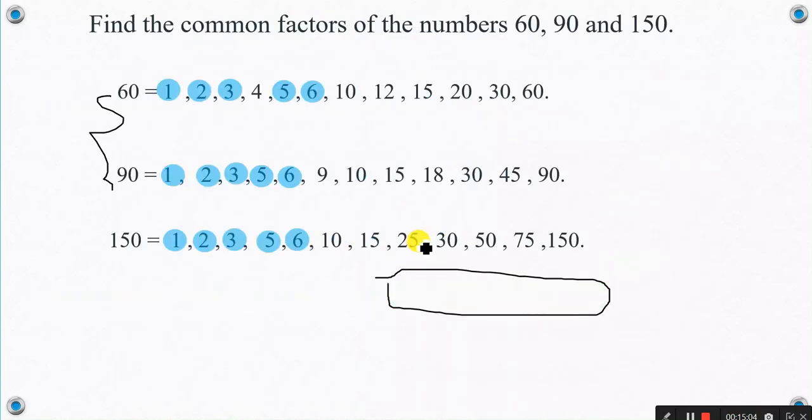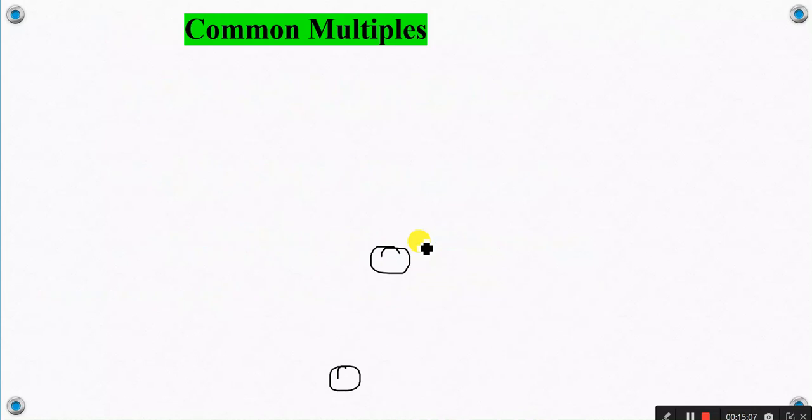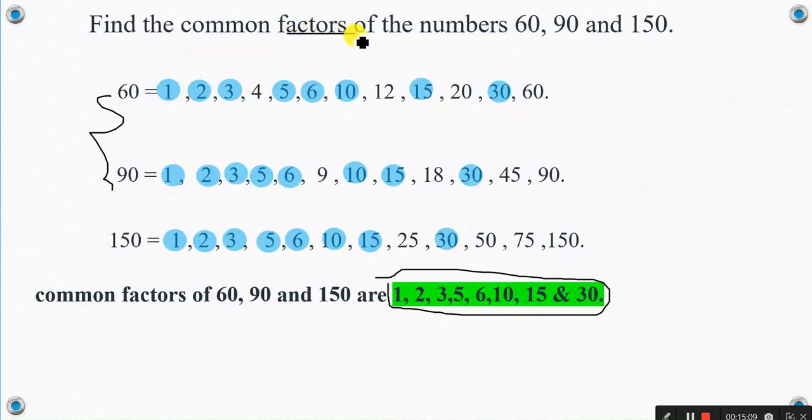And from the factors, the common factors. For example, as we see from here, the common factors for these numbers are 1, 2, 3, 5, 6, 10, 15, 30. From this, the greatest common factor is 30. So this is known as the greatest common factor. We saw common multiples and common factors. Next we see the greatest common factor.